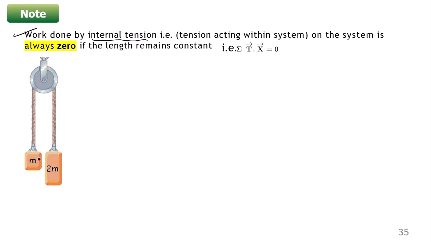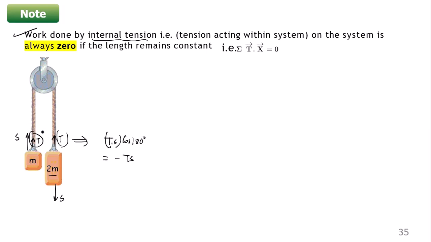Let us say for this particular situation, if the 2m block is displaced by a distance of s, then m should move upward by displacement of s. Can I say? So 2m is moving downward by s displacement, and m is moving upward by s displacement. On 2m, this is the tension acting. On m, this is the different tension. So the work done by this tension is T into S into cos of 180 degree. Understood? That is minus TS.